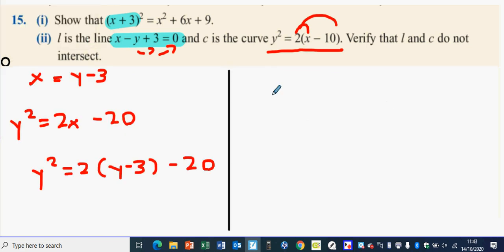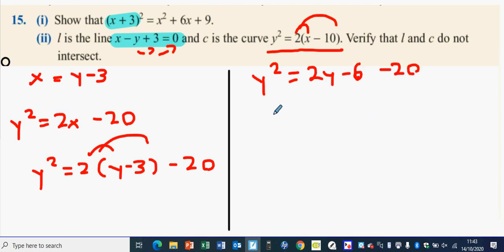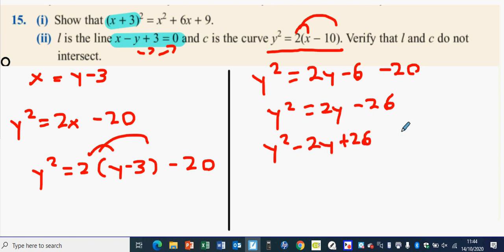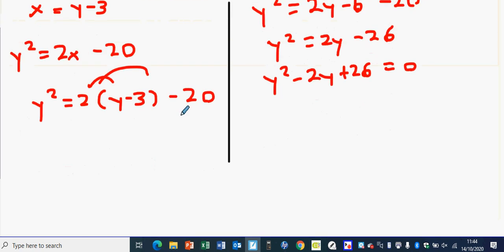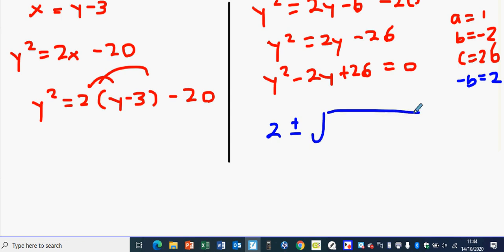Alright guys. We got y squared equals 2y take away 6 take away 20. And then that's y squared equals 2y take away 26. Is that right? Then y squared minus 2y plus 26 equals 0. Minus b formula. A equals 1, B equals minus 2, C equals 26. Lob it all into the calculator, and we should get minus B is 2. We get 2 plus or minus the square root of B squared, which is minus 2 squared minus 4 times A times 26, all over 2 times A.